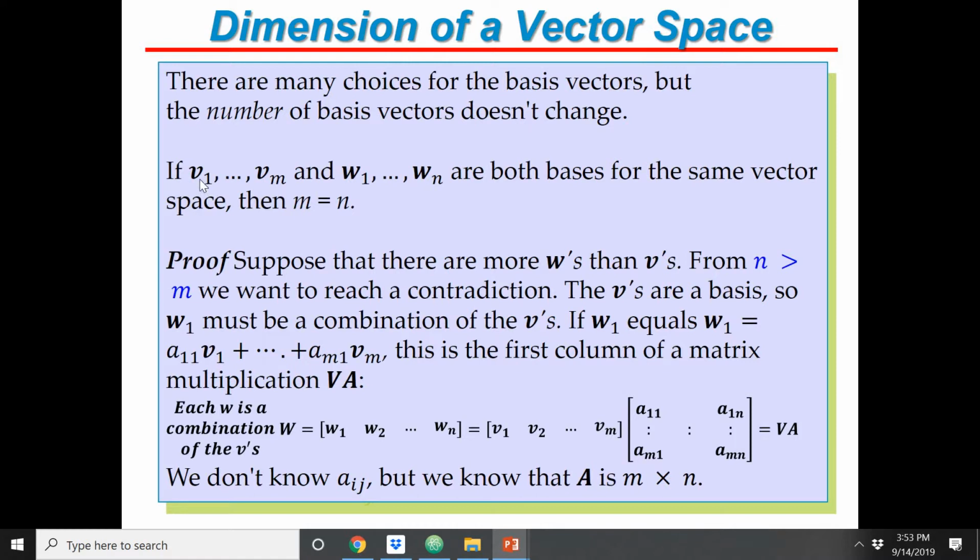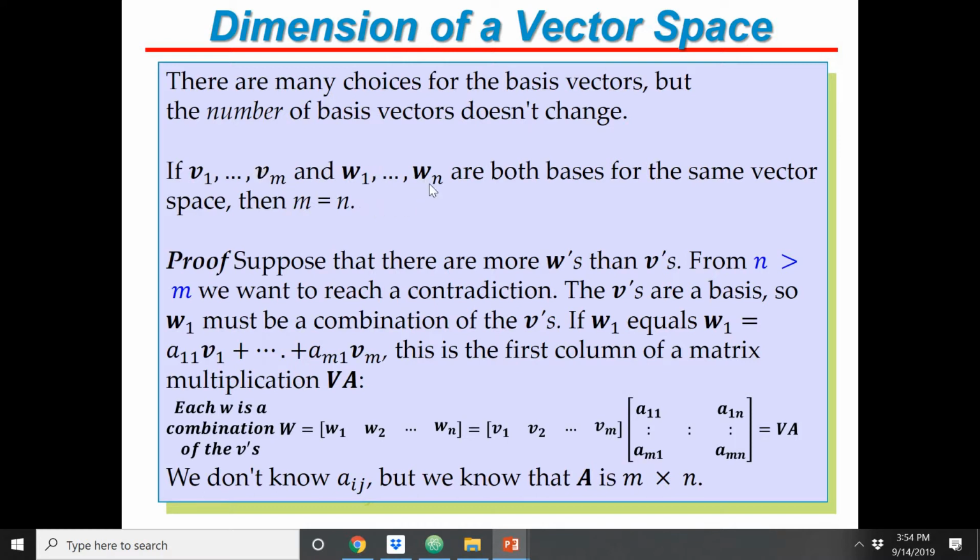So let's do the following. Let's take a vector space, and let's say we have vectors v1 to vm that form a basis. So that's a basis of the space, and w1 to wn that form a basis. And the idea here is to prove that m is equal to n.